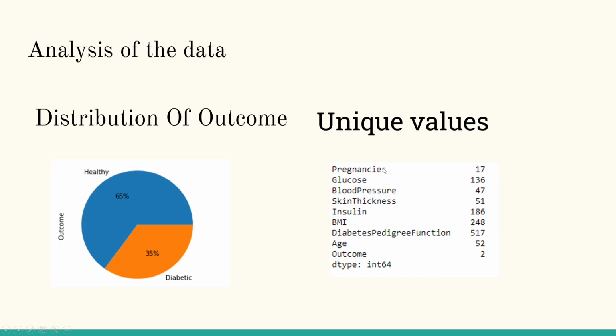Let us see the number of unique values each column contains. For pregnancies we have 17. For glucose we have 136. For blood pressure we have 47. In the skin thickness column we have 51 unique values. In insulin we have 186. In BMI we have 248. In diabetes pedigree function we have 517. In the age column we have 52. The outcome, which is the variable we have to predict, has two unique values.